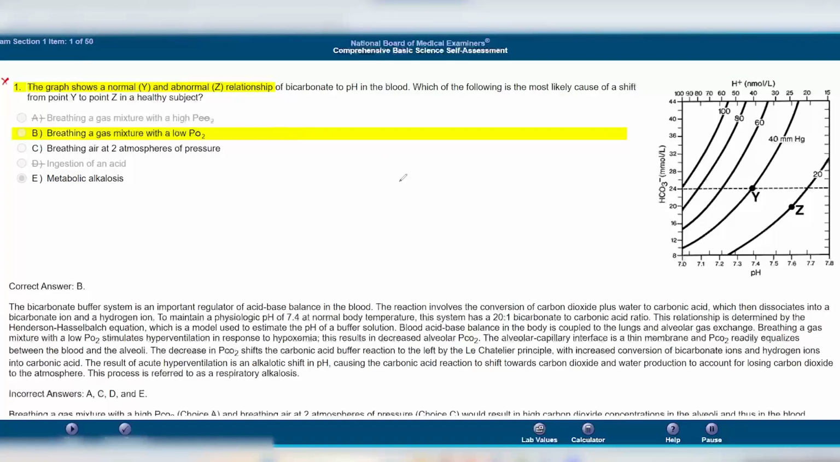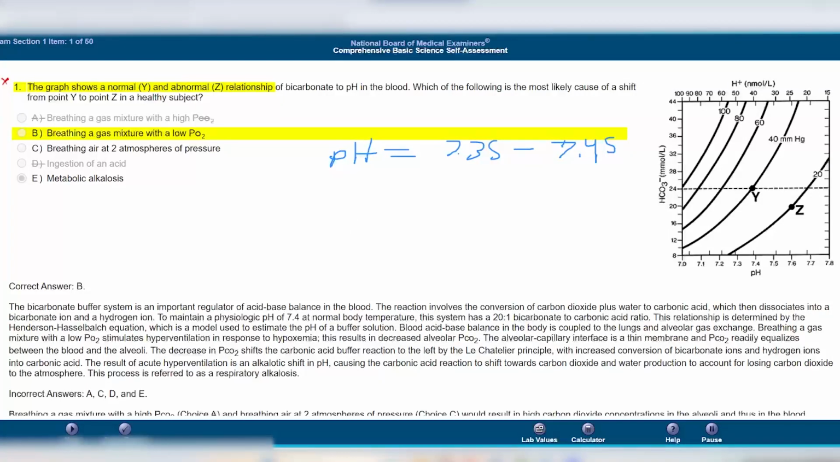Okay, so let's talk about some key factors here, because remember, I'm all about teaching one thing to get you multiple questions, right? So let's start out first: what's the normal pH? 7.4, right? Some people say 7.35 to 7.45 is the normal range.